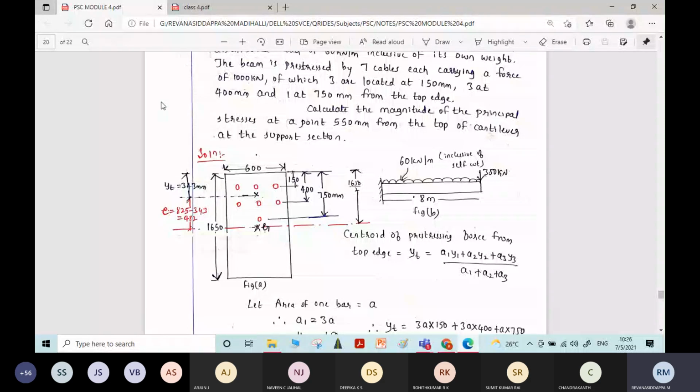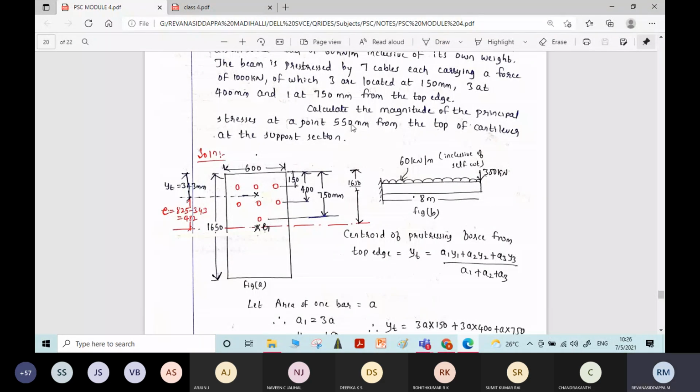Cantilever beam it is. Have you designed the cantilever beam? For a cantilever beam, the tensile stresses are developed at the top fiber and the compressive stresses are developed at the bottom fiber. That is why for cantilever beams we will provide the bars at the top only. Okay.